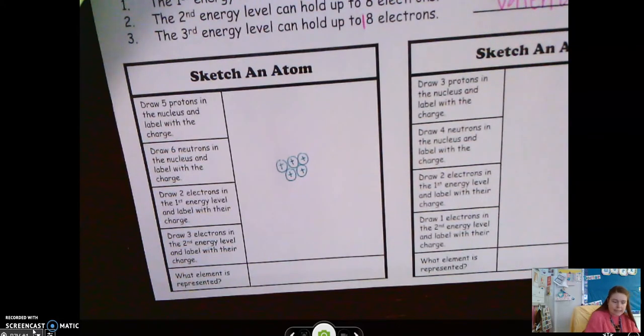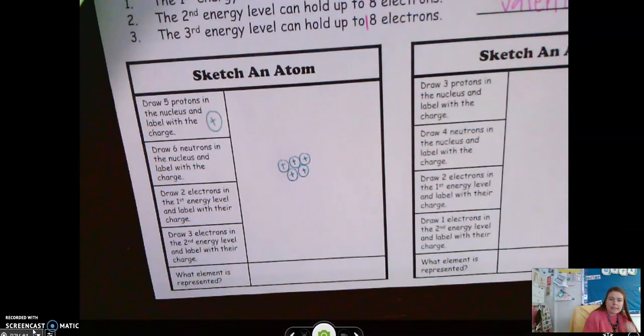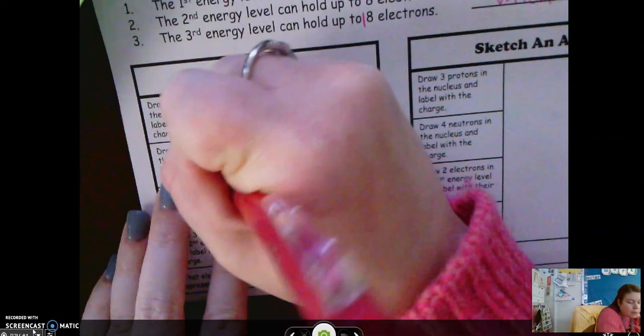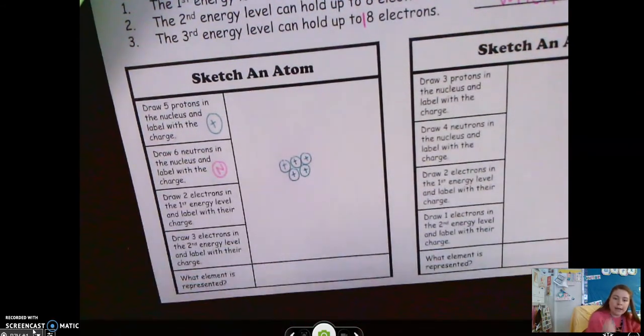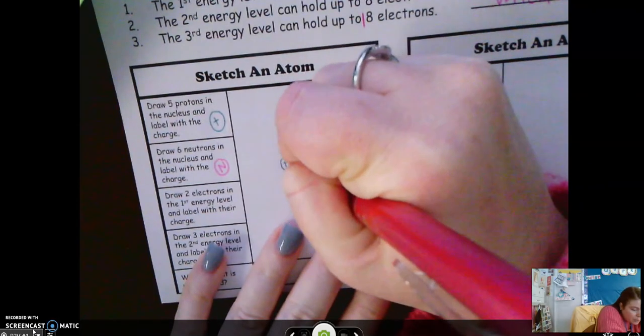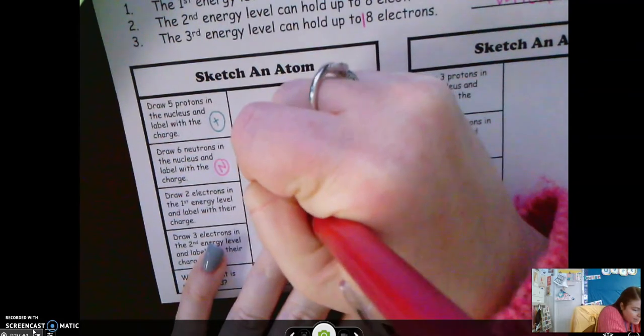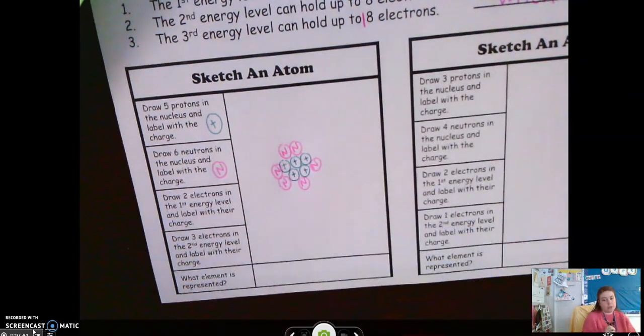Next, it says draw neutrons in the nucleus and label with their charge. We know that neutrons are neutrally charged, so they don't have a positive or a negative charge. So it says to draw 6 of them, and I'm going to draw them by creating a little letter N and then just putting that in a circle. So I've got 1, 2, 3, 4, 5, 6 neutrons in my nucleus.